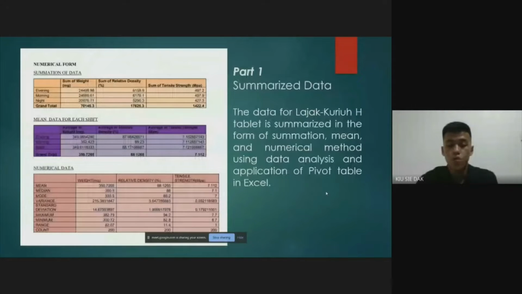For part 1, we are going to present the summarized data for the Lajak Kurio tablet. For the numerical form, the data is summarized in the form of summation, mean, and numerical method by using data analysis and application of pivot table in Microsoft Excel.